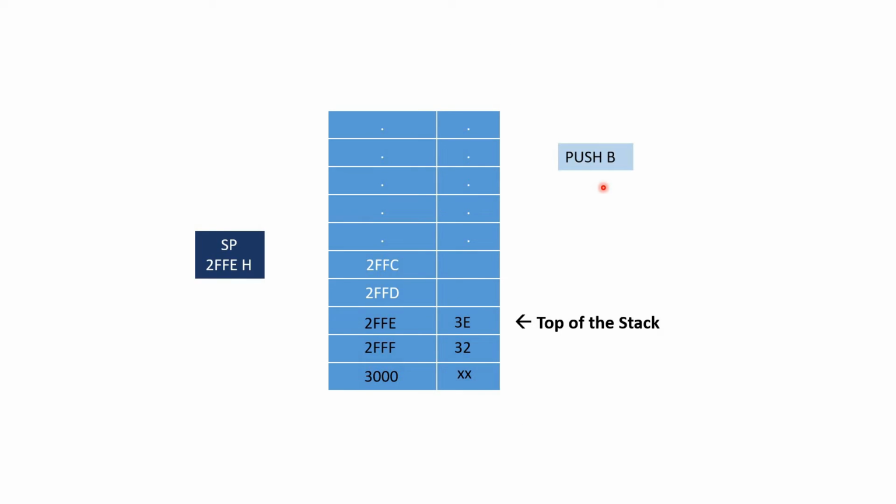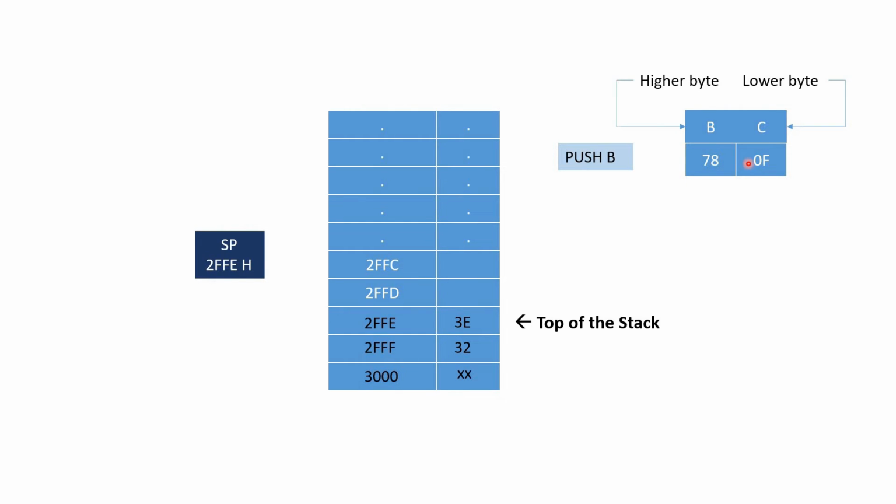So let's take a practical example now. You have no such instruction like push 32 hex or push 3E hex. What you have is push B or push D or push H. As you already know, B is a general purpose register, right? And I have already told you that BC can be used as a register pair. Then you can use this particular variable as a 16-bit or 2-byte placeholder.